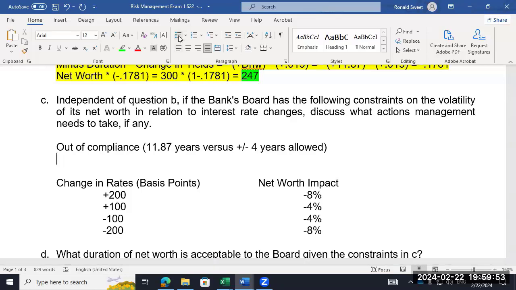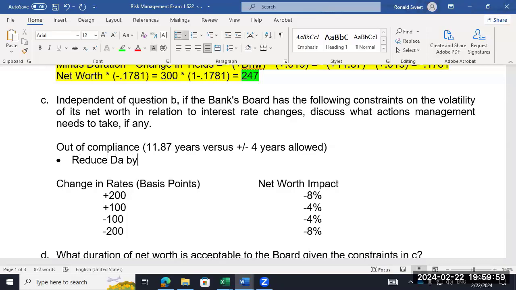So this is where we try to set up the magic of the swap. They can reduce the duration of assets by doing shorter term loans, right? The asset side is the loan side. That'd be pretty ridiculous for a finance department to say, hey, can y'all sell shorter term loans? That's just not gonna work.